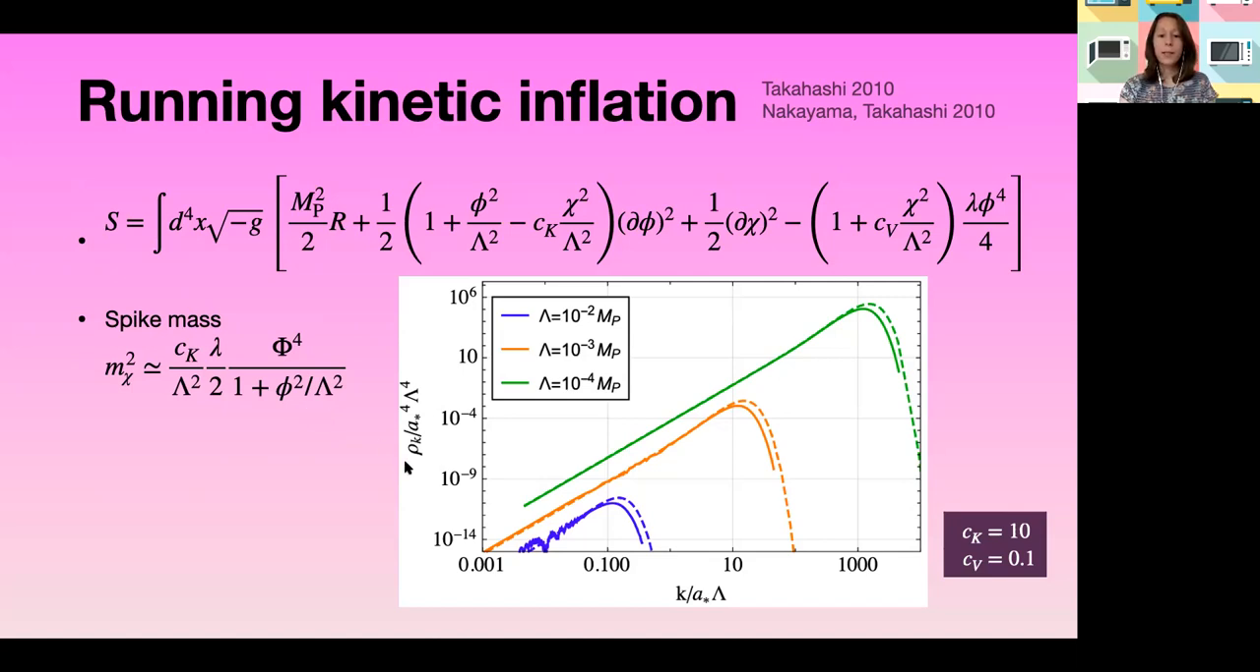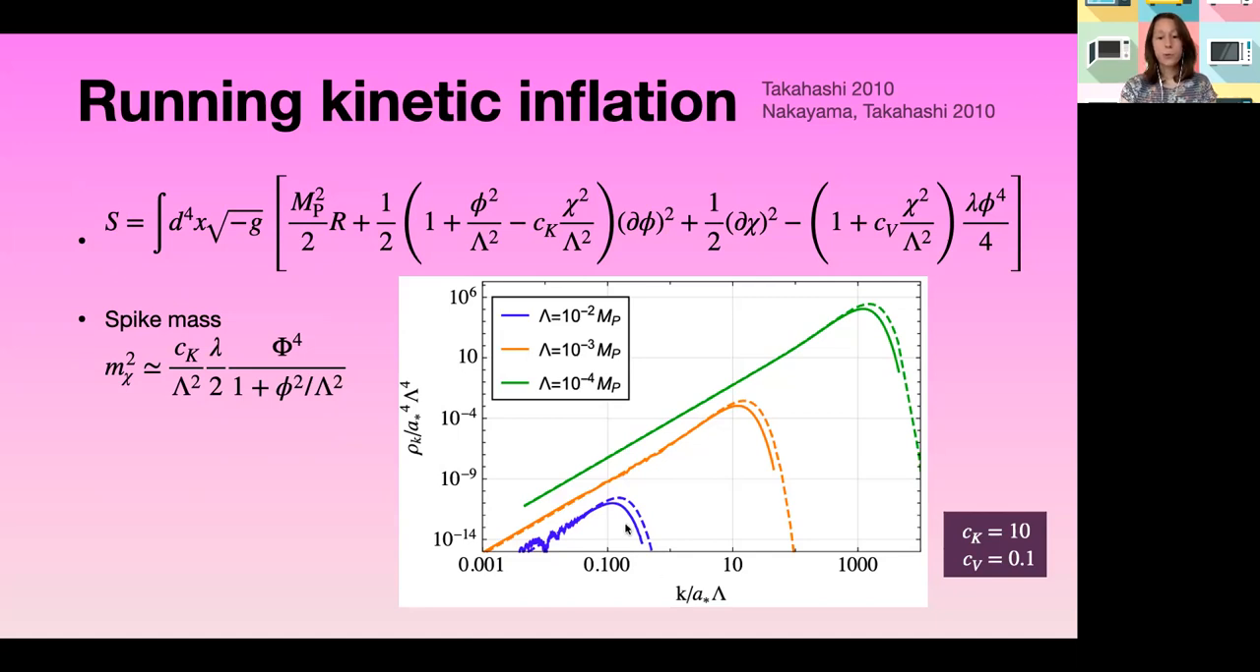Now, in this plot, we show the energy density in the chi mode after the first inflaton zero crossing as a function of the momentum, but we have rescaled the momentum by the cutoff. Now, unitarity is violated if the maximum of the momentum lies beyond the cutoff scale.